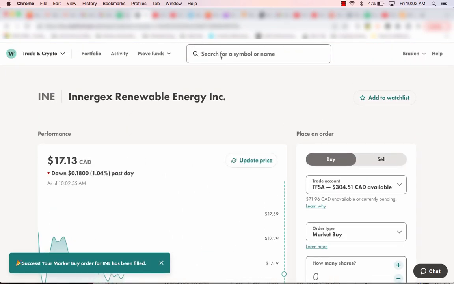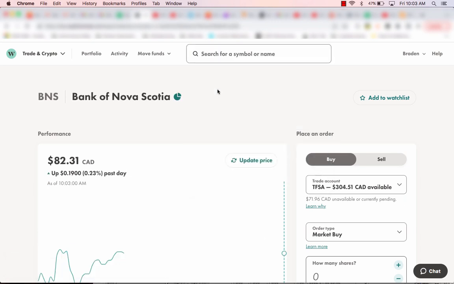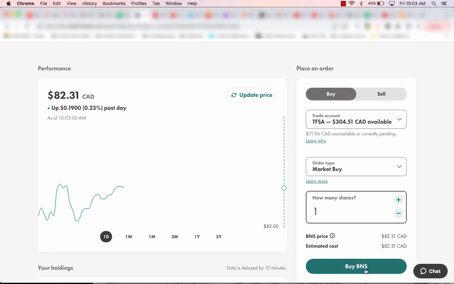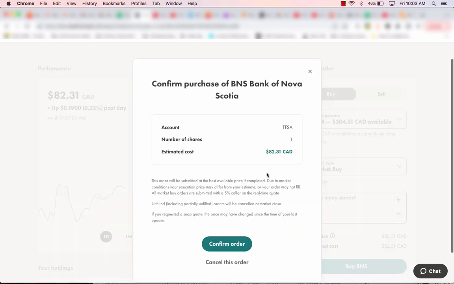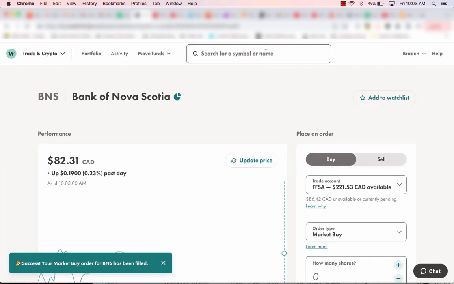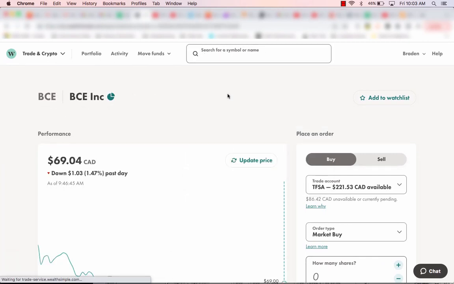All right. The next one I wanted to do was Bank of Nova Scotia. And with these guys, I just want to pick up 1 share, just going nice and slow into them. So they're quite expensive, so just take 1 at a market order, going into the tax-free savings account, confirm the order. All right, cool.